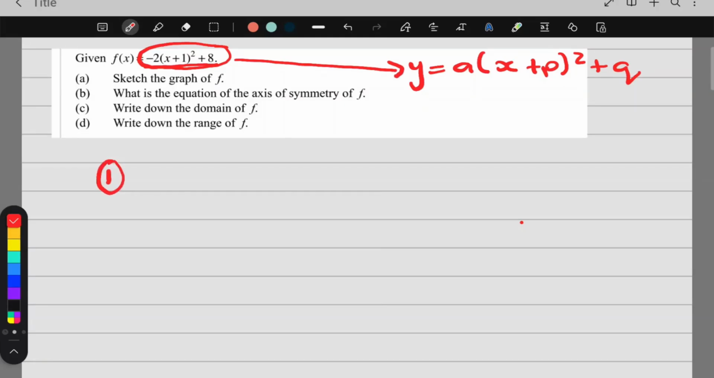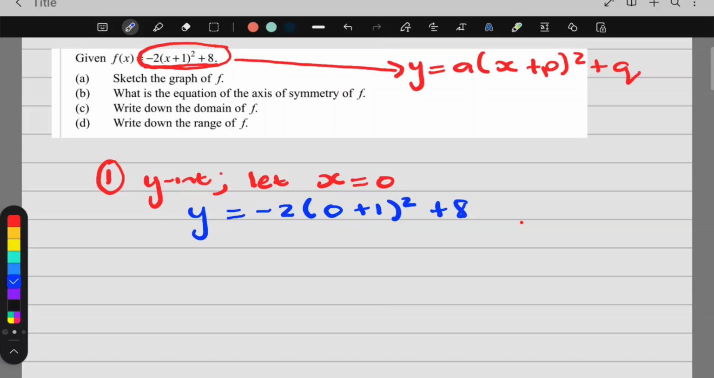So step number 1 is to calculate our y-intercept. Okay? So for our y-intercept, we're going to let x be 0. So I write my equation down, and wherever there's an x, I make that 0. Okay? I put that in my calculator, and I get my y-intercept to be 6. So my y-intercept is (0; 6).